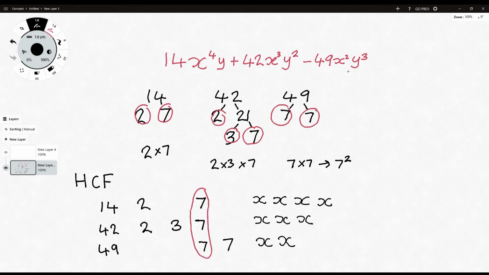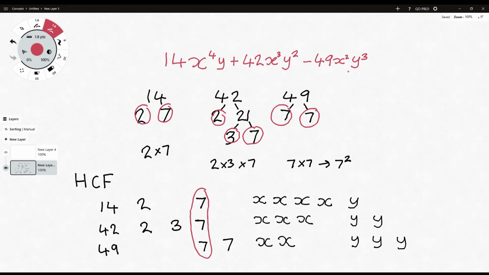Now let's do the y terms. We've got y in 14, so we put the y there. The y squared is in 42, so we put a y and a y. And a y cubed in 49, so we put y cubed in there, which is y times y times y. And let's now find the highest common factors.